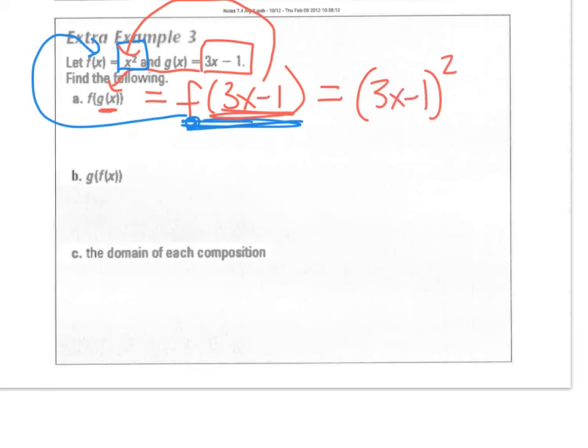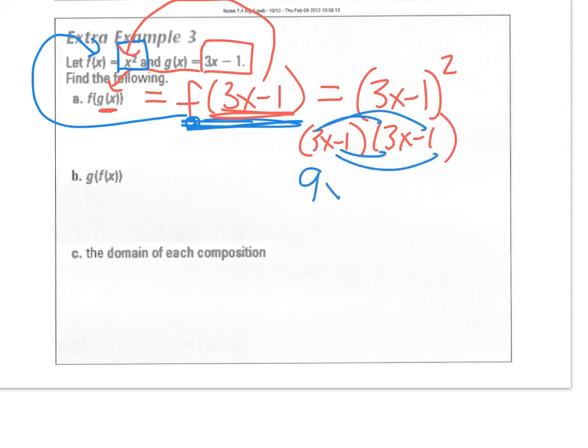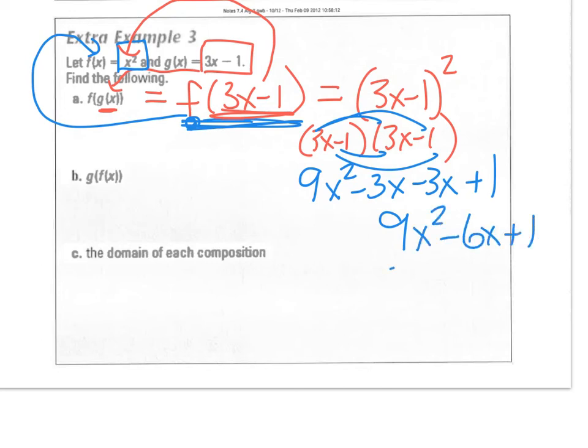Now be careful to simplify. This means repeat the base twice. And don't forget, in this case, we are going to have to FOIL. When you do that, we get 9x squared minus 3x minus 3x plus 1. Your final answer for this is 9x squared minus 6x plus 1.